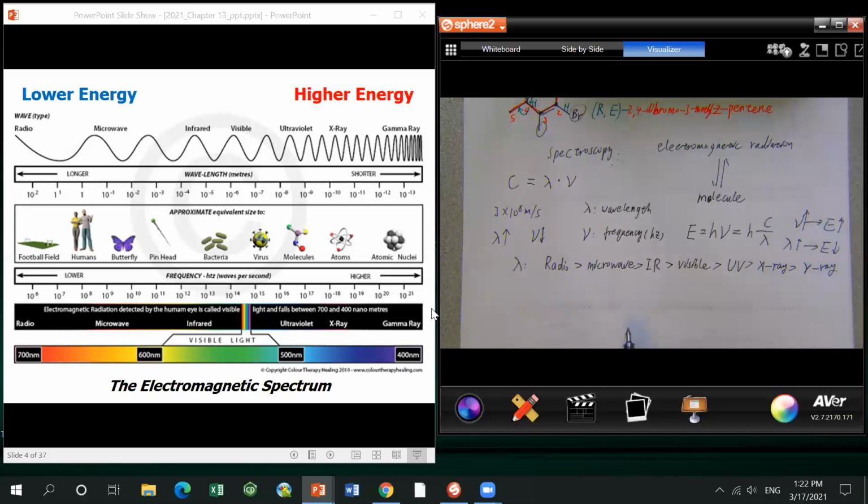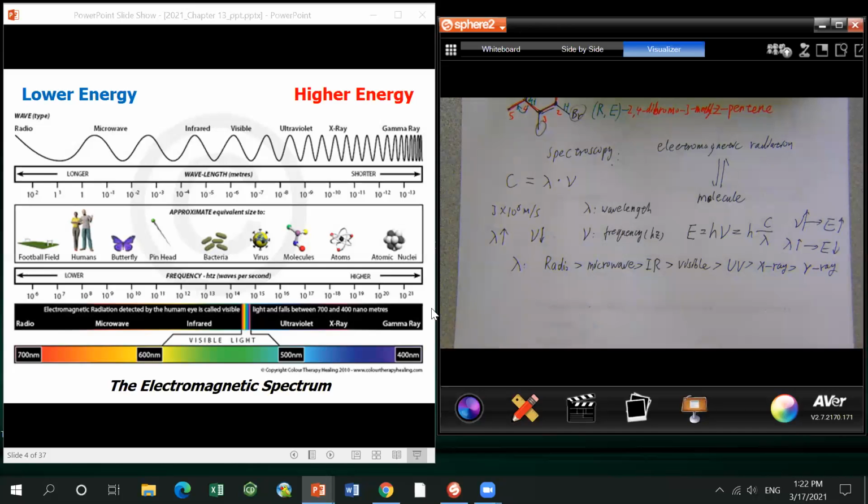So the frequency ranking is in reverse order, because of this relationship. And the same thing for the energy: energy is in the same order as the frequency. Make sure you understand this order, because I may test it in a future exam question, maybe a ranking question, so you can put this in rank.